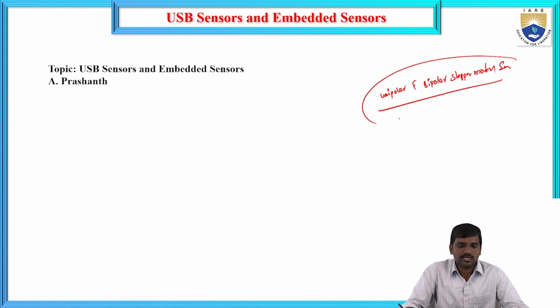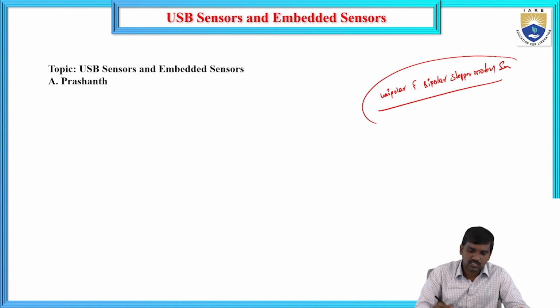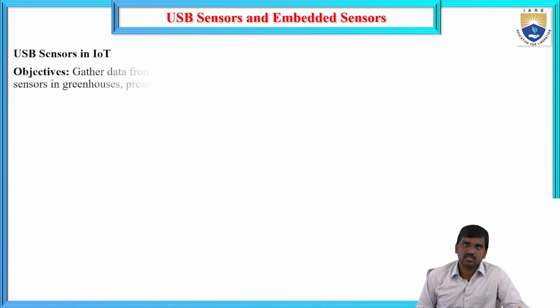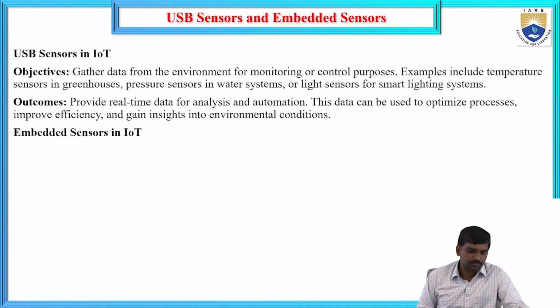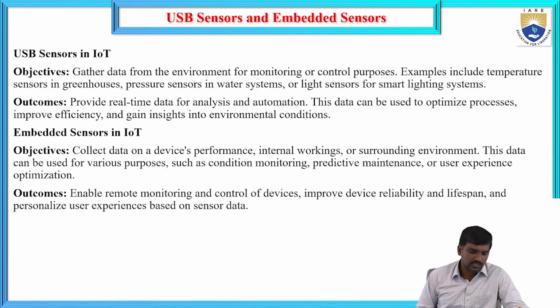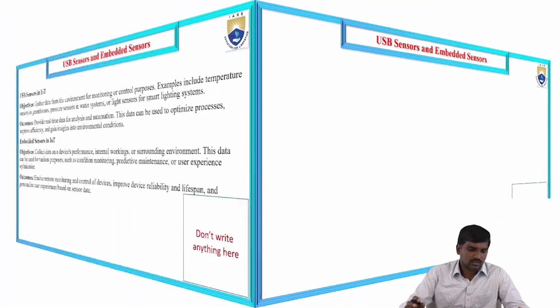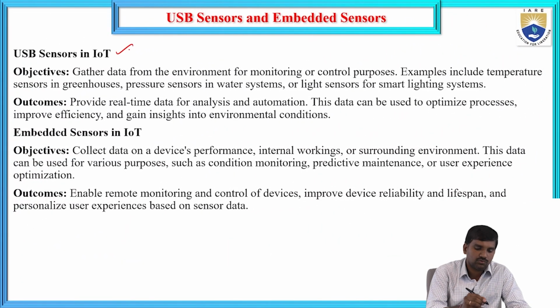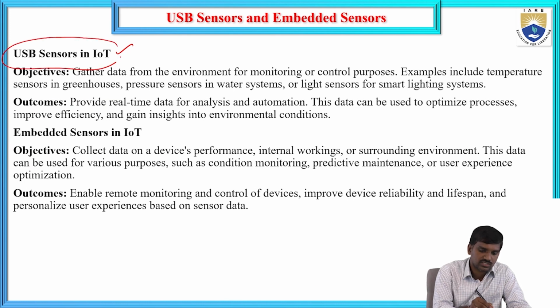Now we move on to another controlling device, that is USB sensors and embedded sensors. Before entering into the actual content of the class, first we have to know the objectives and outcomes. Here our agenda is USB sensors in IoT and embedded sensors in IoT.